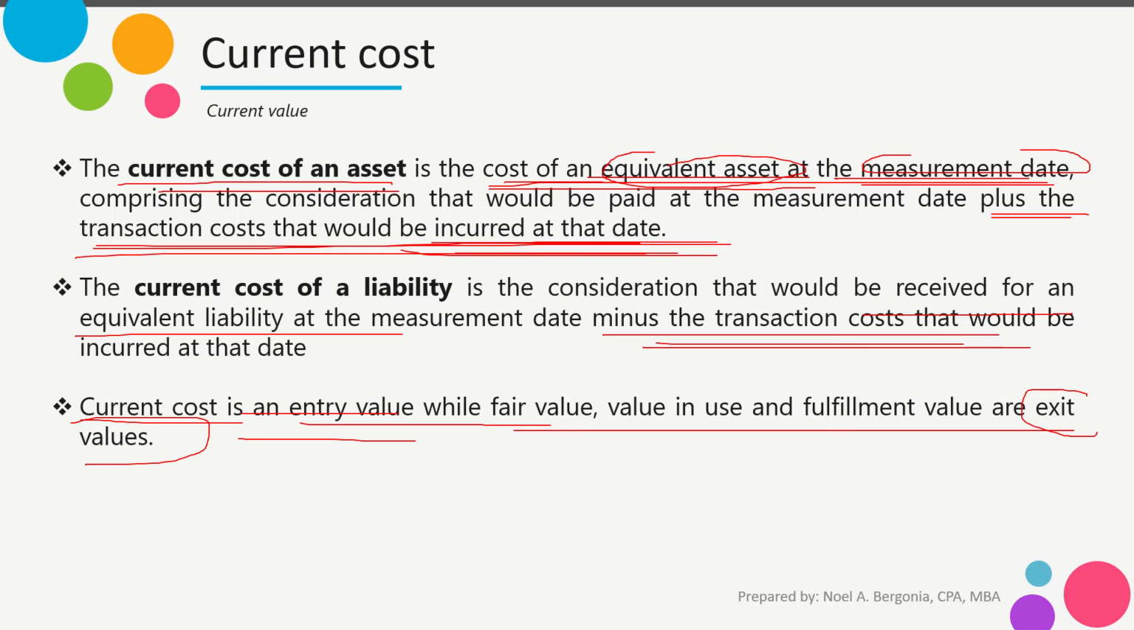Lastly, for the current costs, it is the cost of the equivalent asset naman, which also considers na transaction costs at the time it has incurred, minus transaction cost naman kung ito ay liability. Okay? And current cost is considered as entry value, while fair value and value in use or fulfillment value are exit value. Okay? So I hope nagkakaintindihan tayo ha.